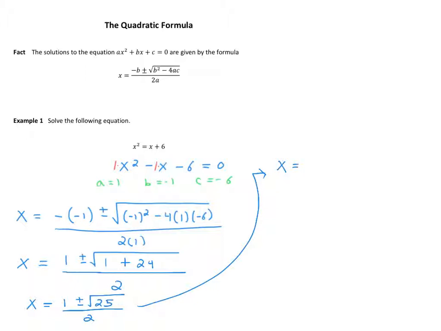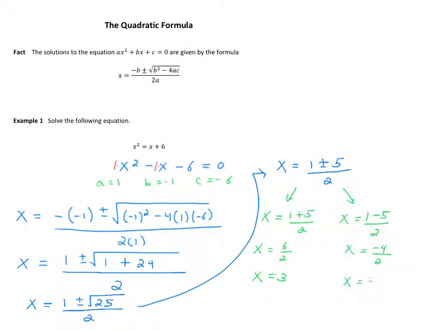We can, of course, take this further. Continuing to simplify, we have x is equal to 1 plus or minus the square root of 25, which is 5, all divided by 2. And this is where we have 2 solutions, which I'll break apart separately. We have x is equal to 1 plus 5 over 2. X could also be equal to 1 minus 5 over 2. The one on the left is 6 over 2, or simply 3. And the one on the right is negative 4 over 2, or just negative 2. So we did end up with 2 real solutions, and they make this original equation true.